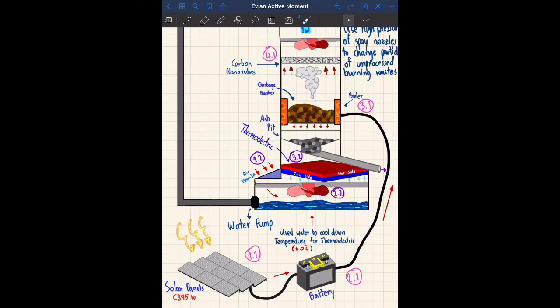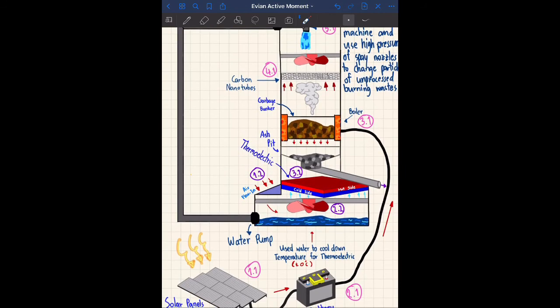The 3.2, which is the thermoelectric, is used to convert heat energy from burning waste into electricity for other purposes. In factories, the thermoelectric contains two sides, as I mentioned before. One side needs to be cold and the other side needs to be hot in order to make chemical reactions where heat energy will change into electricity.